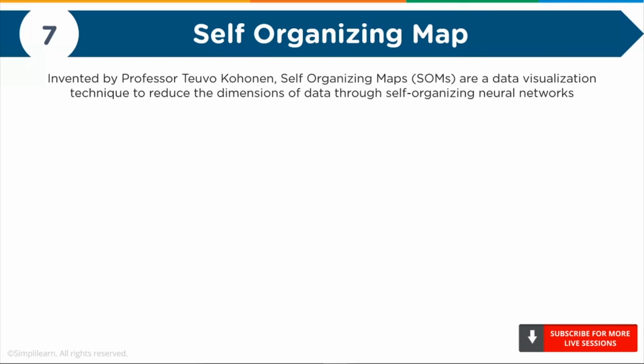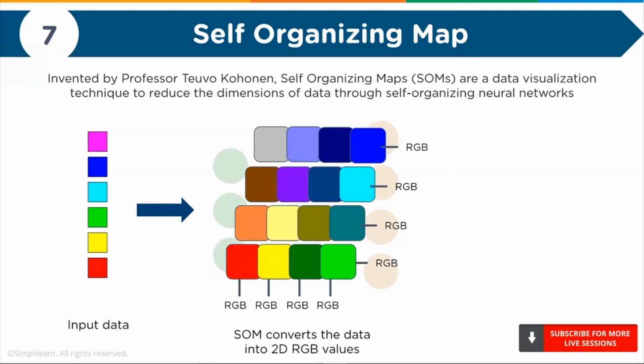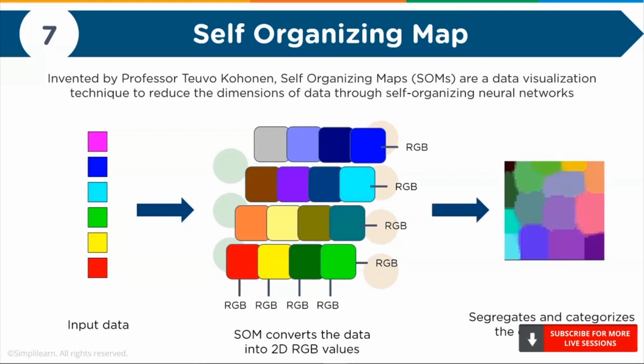Hence, self-organizing maps accomplish two things. They reduce dimensions and also display similarities. Below, you can see there is an input vector of different colors. This data is fed to a SOM network. Self-organizing maps then convert the data into 2D RGB values, and finally it segregates and categorizes the different colors. So you can see the green color is on the top left corner while the purple colors are to the bottom right.